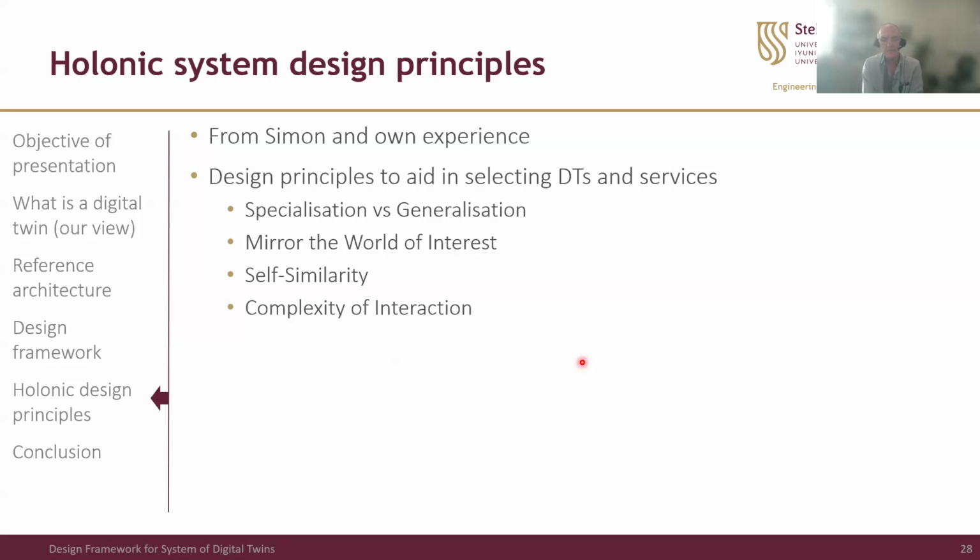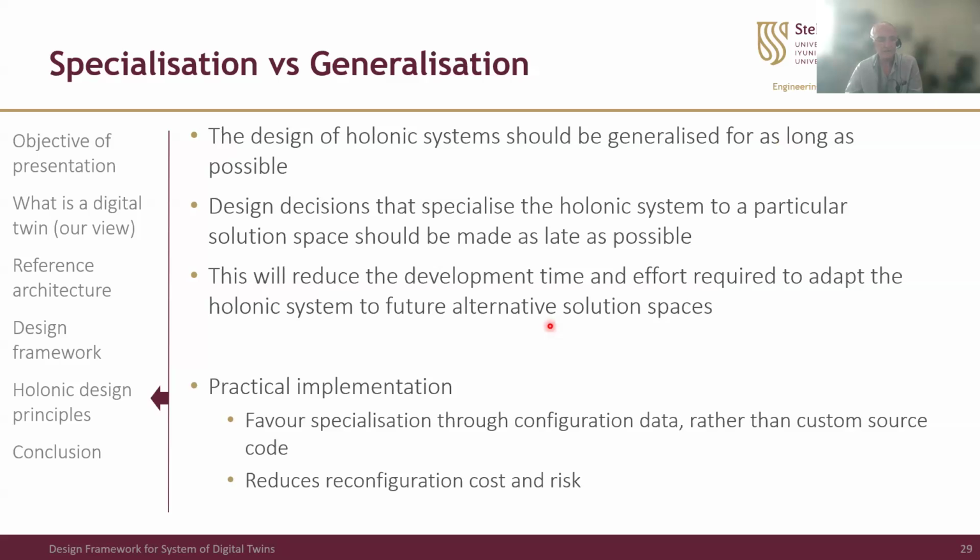Now, from Simon's work and our own experience, we distilled 4 design principles that we use to decide on, for example, what the digital twin hierarchy should look like and what software services we should use. And the 4 principles are specialization versus generalization, mirroring the world of interest, self-similarity, and complexity of interaction, and I'll go on to discuss each of these. So specialization versus generalization. The notion here, from Simon, is that you should keep your system as generalized as possible for as long as possible.